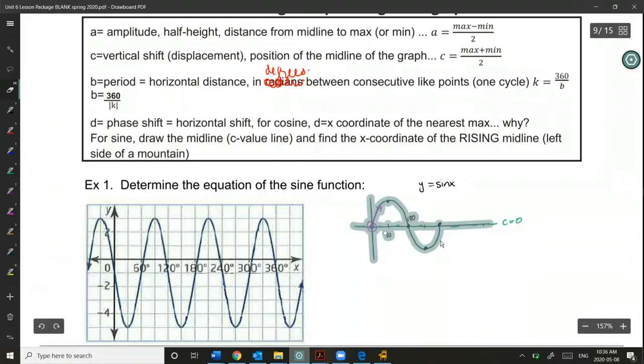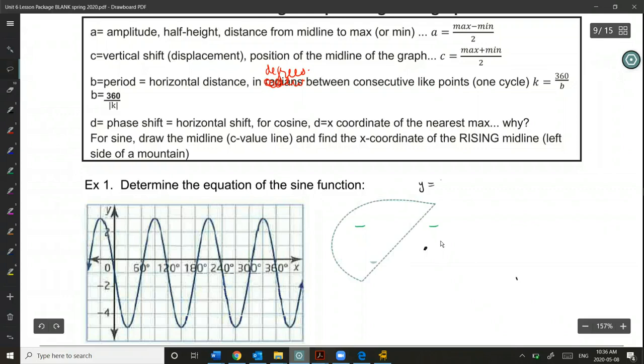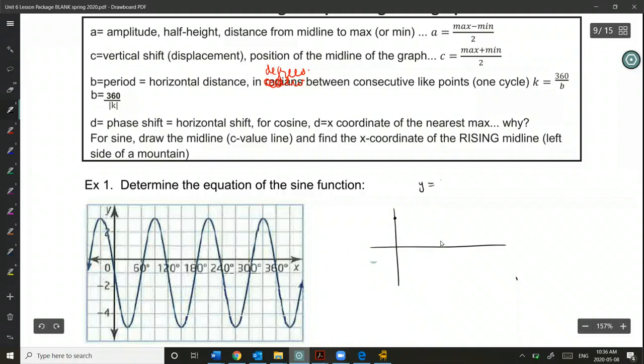And then if we look at cosine, the cosine function starts at a maximum. So here's our cosine function. And this is again going by 90s. And so on. And you'll notice here that cosine starts at a very max point.